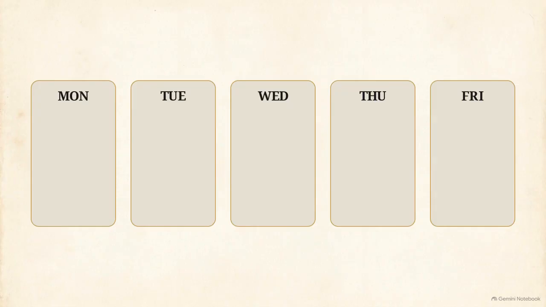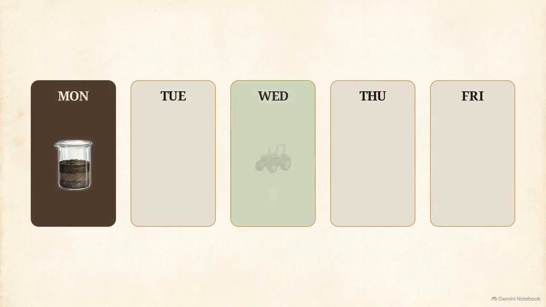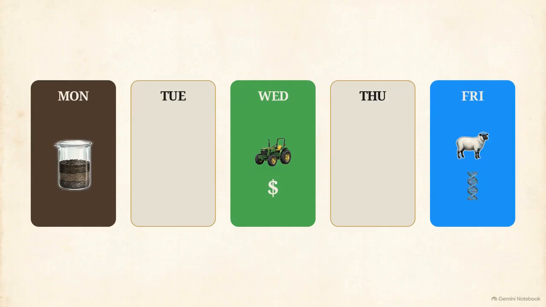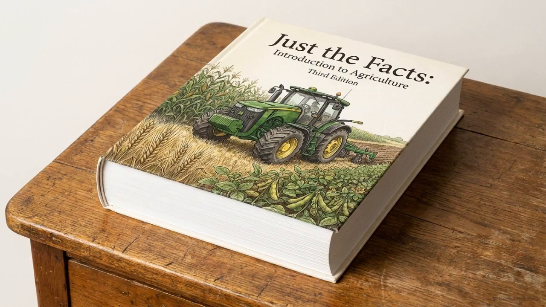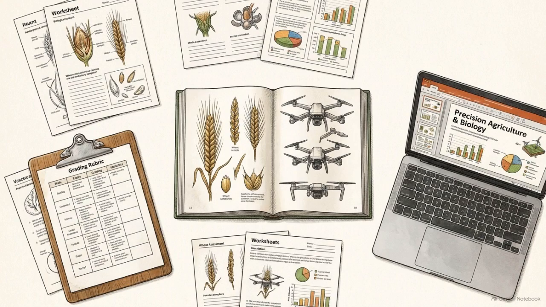of freshmen. You are asked to be a generalized expert in soil chemistry on Monday, agribusiness on Wednesday, and animal genetics by Friday. This is where Just the Facts Introduction to Agriculture, 3rd edition, comes in. It is built to be an out-of-the-box curriculum anchor for these exact survey courses.